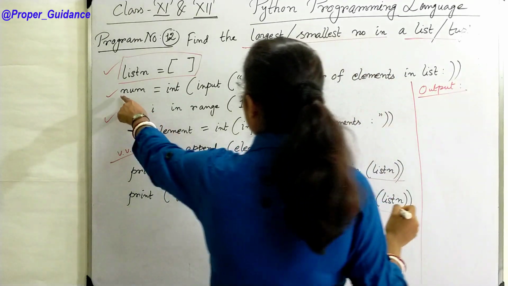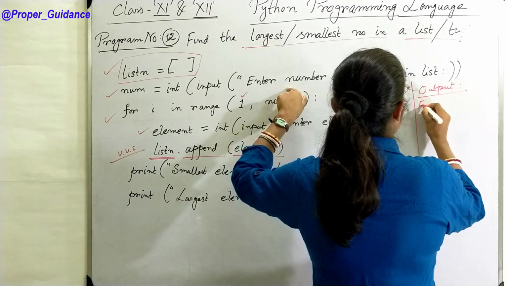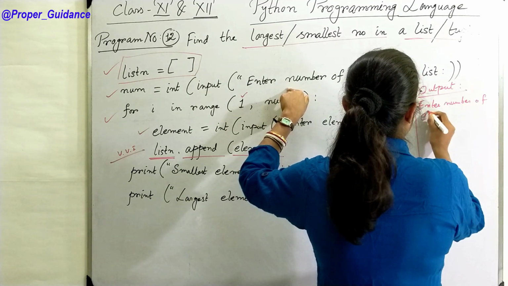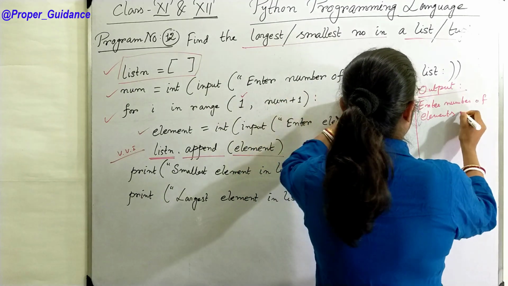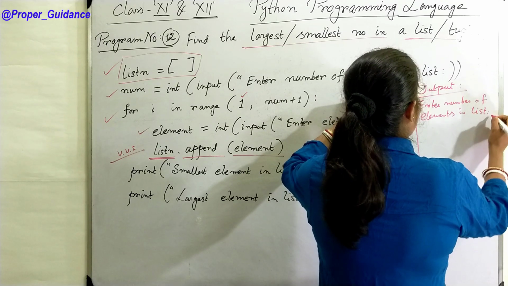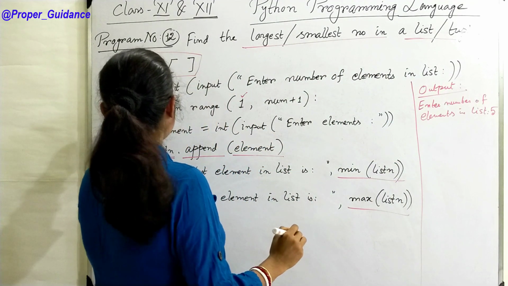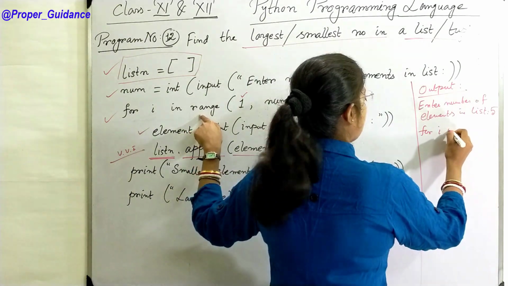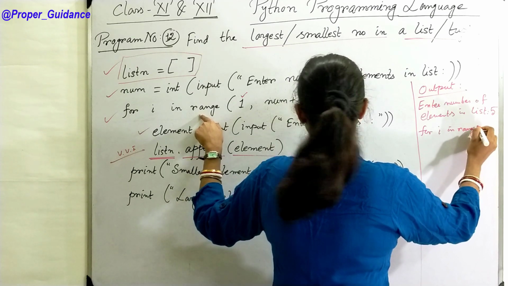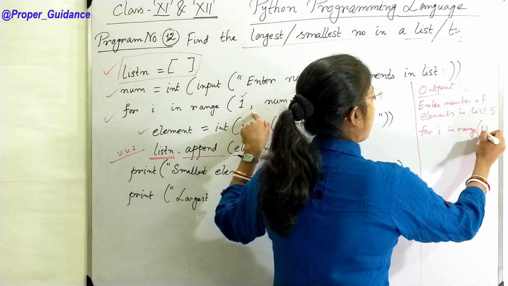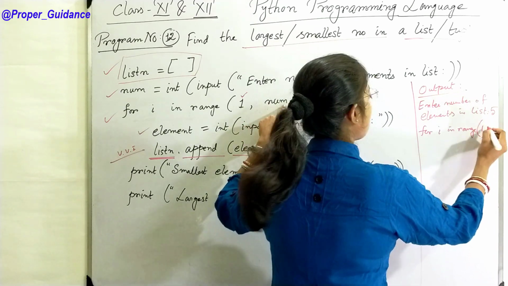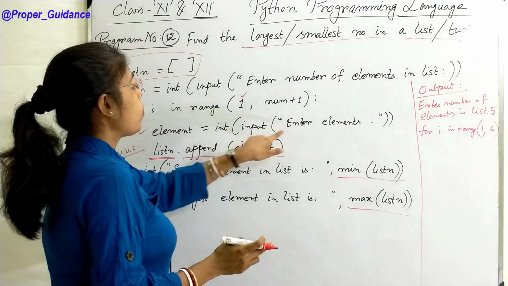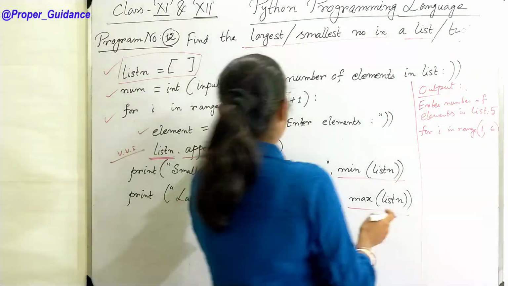See, the first line: enter number of elements. This is in a single line in the list. I have given 5. For i in range, the range will be what? 1 to 5 plus 1, num plus 1 means 6. Okay, from 1 to 6 the elements will be taken here.